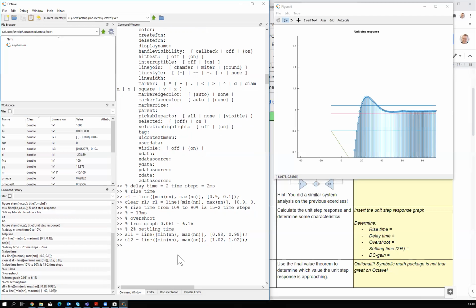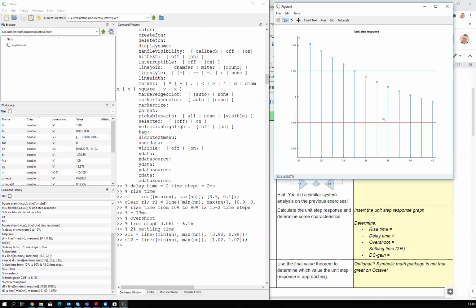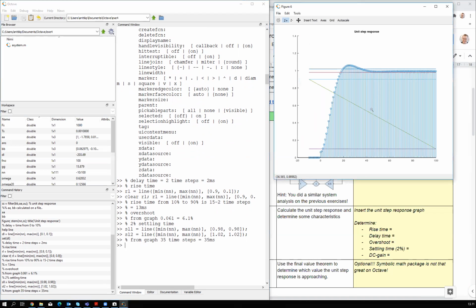Settling time from the definition is actually the last point after which it basically starts remaining here. So the settling time in this case is 35 time steps, which equals, in this case, 35 milliseconds. No magic, as you can see. I just have that extra green line. Don't be too confused about that one. It's just an artifact on my graph since I pressed the enter too fast.